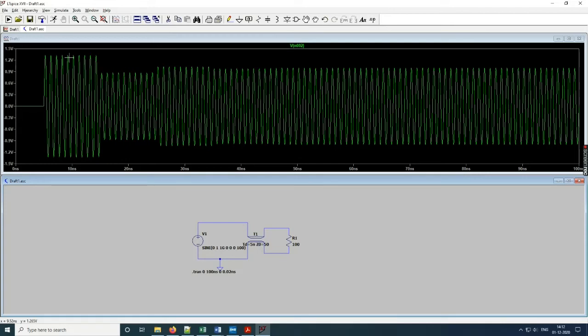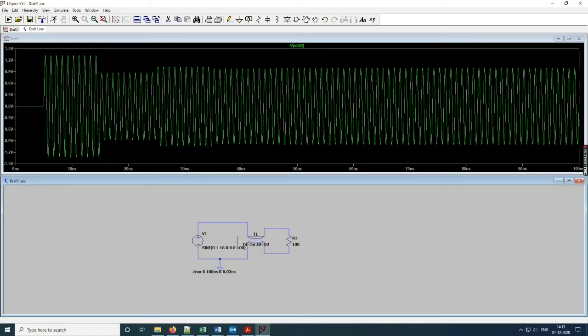So if the forward wave has an amplitude of 1 volt, then the reverse wave will have an amplitude equal to gamma L times 1 volt. Now what is gamma L? Gamma L is (100 minus 50) divided by (100 plus 50), that is 1 by 3. So 1 plus 1 by 3 is roughly 1.33. If you look at the marker, you will see that the voltage is roughly 1.32 or 1.33 volts. So from this point onwards, you have superposition of two waves. One is the forward wave, the other is the backward wave.